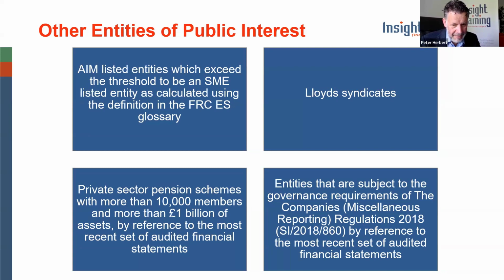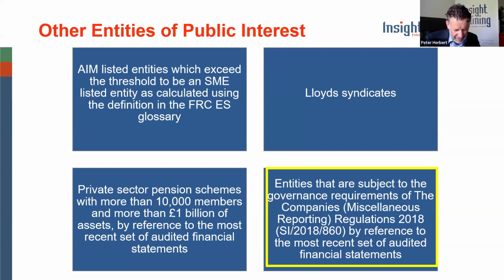services. Now, the key one I want to focus on here is the one in the bottom right-hand corner of this slide. So entities that are subject to the governance requirements of the Companies Miscellaneous Reporting Regulations 2018 by reference to the most recent set of audited accounts. As I say, these are really, really large private companies. And what that particular statutory instrument talks about is an entity which has got more than 2,000 employees and or has got more than 200 million turnover, and in addition, more than 2 billion gross assets. So when you're that big, you're an EP.